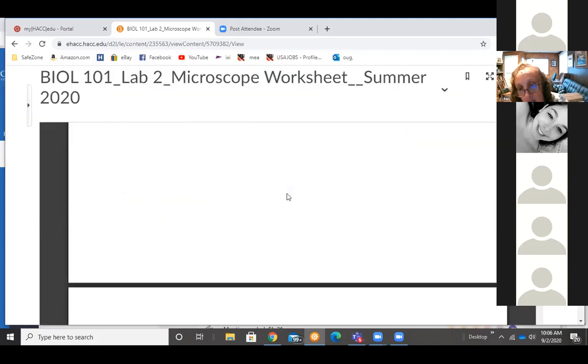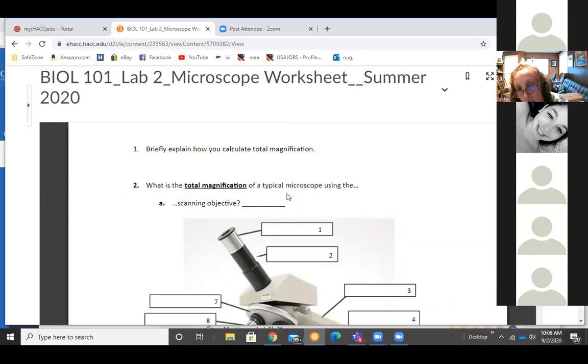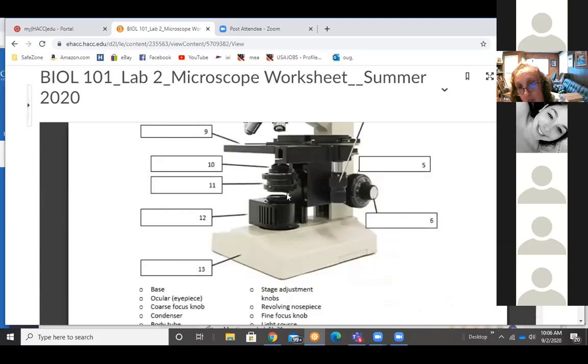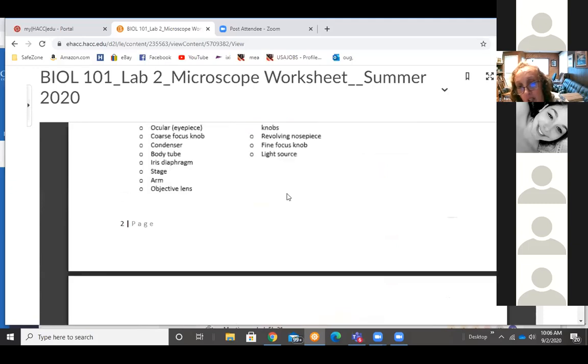Does it actually give you a microscope there? So you're going to label the microscope. You've got a word bank down here.